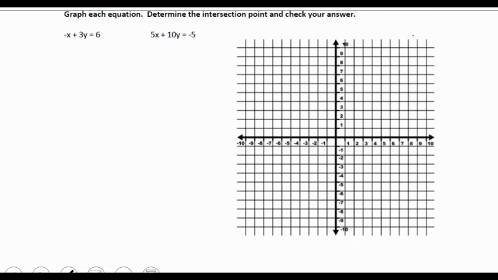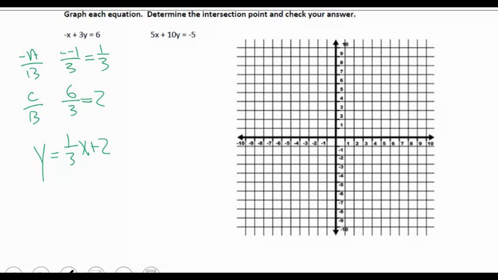So graph each equation, determine their intersection point. So negative x plus 3y equals 6. What we're going to do is go negative a over b for the slope. So that would be negative 1 over 3, which would just be 1/3. The y-intercept, remember, is c over b. So that'd be 6 divided by 3, which is 2. So to graph this would be y equals 1/3 x plus 2.